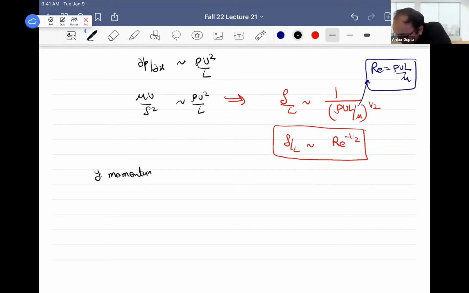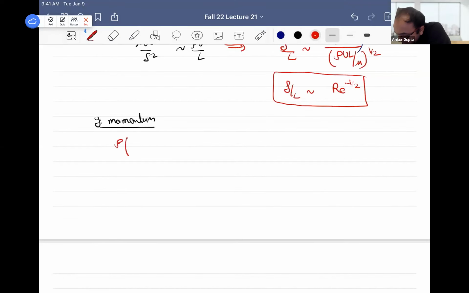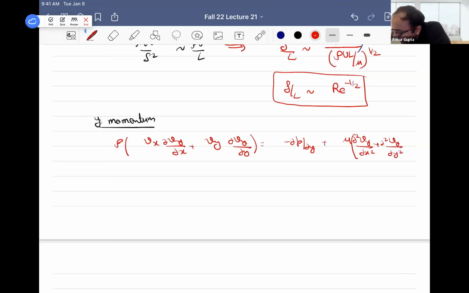Let's do the order of magnitude analysis. So it's rho. I'll just write down the equation just to be sure, and then you can all do the order of magnitude analysis. All right. Okay. So please do this. I'll give plenty of time to do this. And please feel free to talk to each other.